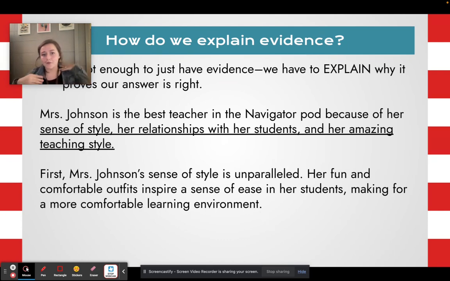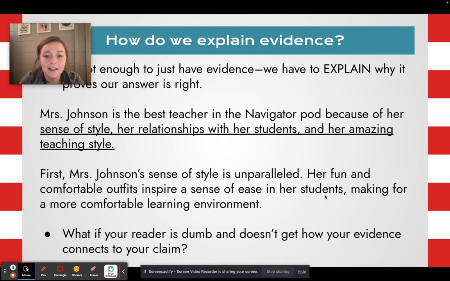So you'd say first, Miss Johnson's sense of style is unparalleled. Her fun and comfortable outfits inspire a sense of ease in her students, making for a more comfortable learning environment. You need to make that jump for your reader because not everyone thinks the same. Something that may seem obvious as evidence for you might not seem obvious as evidence for someone else. And I want you to pretend that your reader is dumb. Okay? I want you to pretend that there is no way they're going to understand how your evidence connects to the claim.